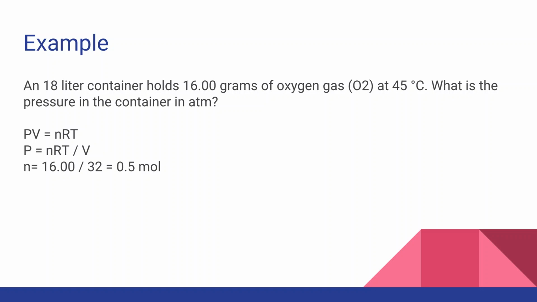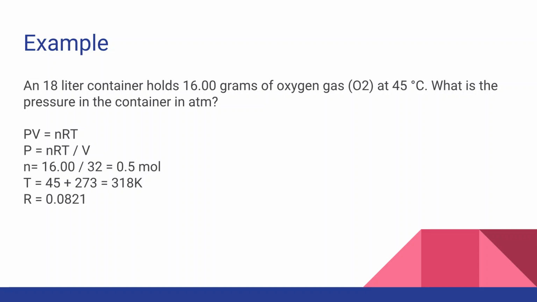So to get our n moles, we could take the 16 grams divided by the molar mass of our oxygen gas. So our oxygen gas is O2, so the molar mass of that would be 32. So 16 divided by 32 is 0.5, and that's the number of moles of oxygen gas that we have. So our T, it's 45 degrees Celsius. We need to convert this to Kelvin, so we add 273 to it to get 318 degrees Kelvin.